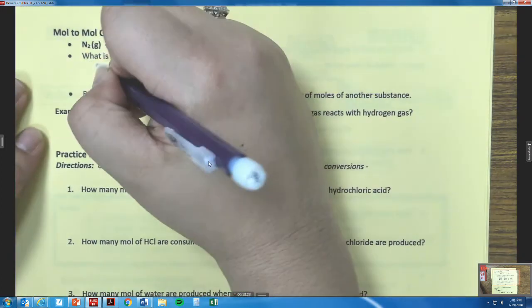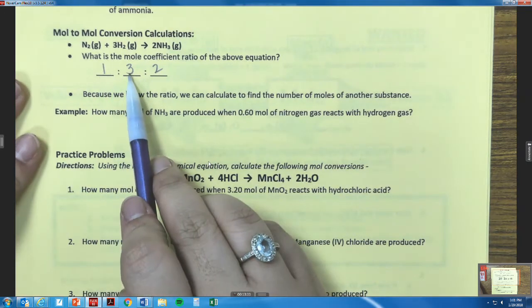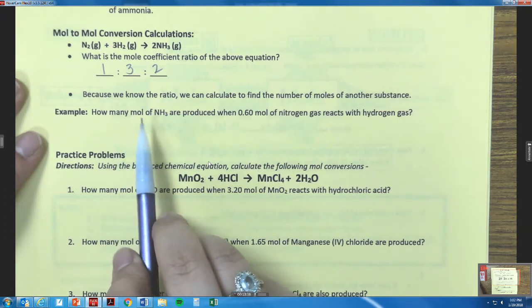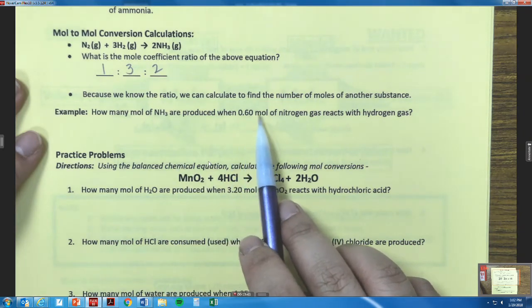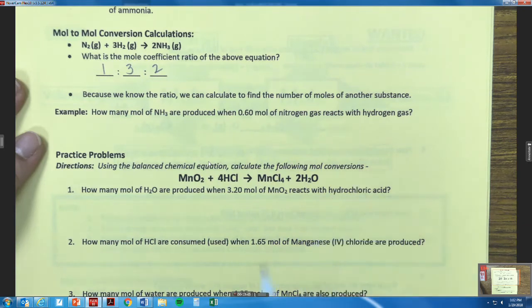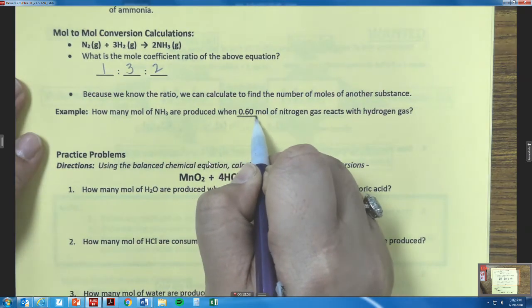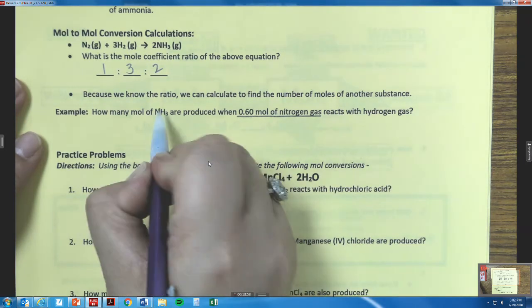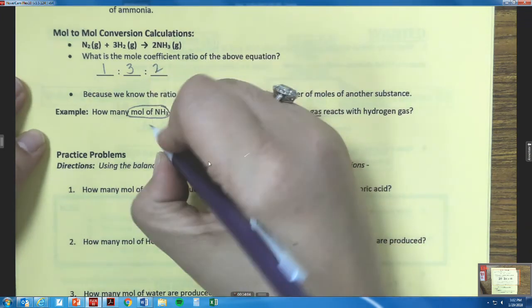Our coefficient ratio was 1:3:2. 1 nitrogen, 3 hydrogens, 2 ammonias. Our example question is, how many moles of ammonia are produced when 0.6 moles of nitrogen gas reacts with hydrogen gas? Our first step is always to identify what has been given. Our given is 0.6 moles of nitrogen gas, and our question is asking for how many moles of NH3.